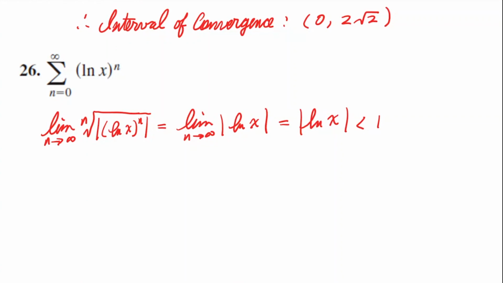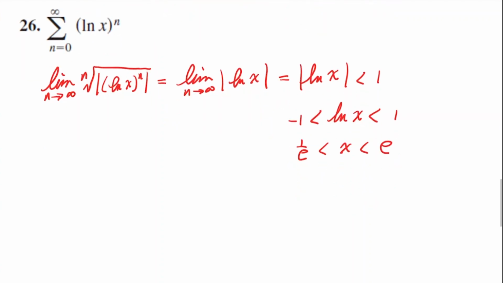How do you solve this inequality? This just means ln x is between negative 1 and positive 1, correct? And we take e to the power here, here, and here. So we have 1 over e less than x less than e. That's the interior part. Good. Now we'll test the boundary.